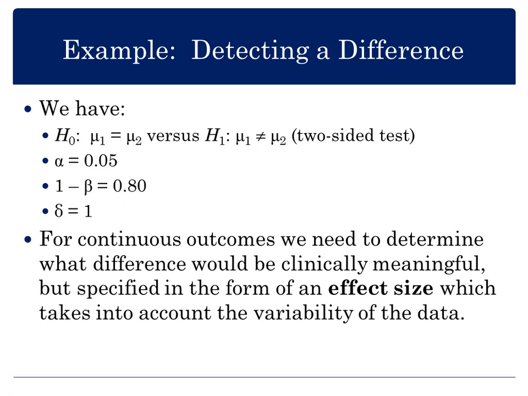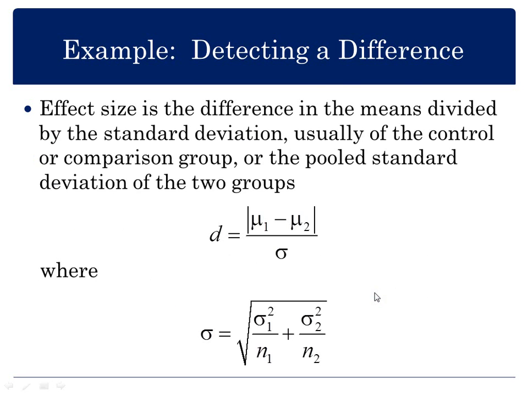I just need to know that it's different by 1. I specified 5% for alpha, 80% for power. One of the ways to determine what difference would be clinically meaningful, if you don't have the ability to specify the exact values of these mean responses, would be what's called an effect size. Has everyone heard of an effect size?